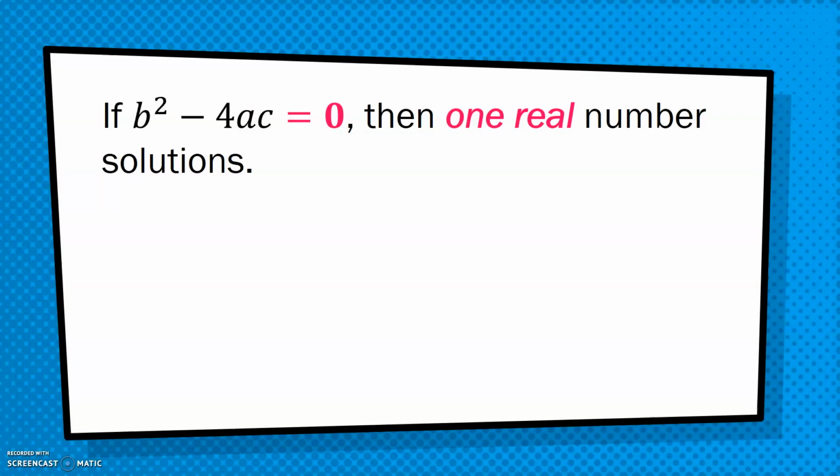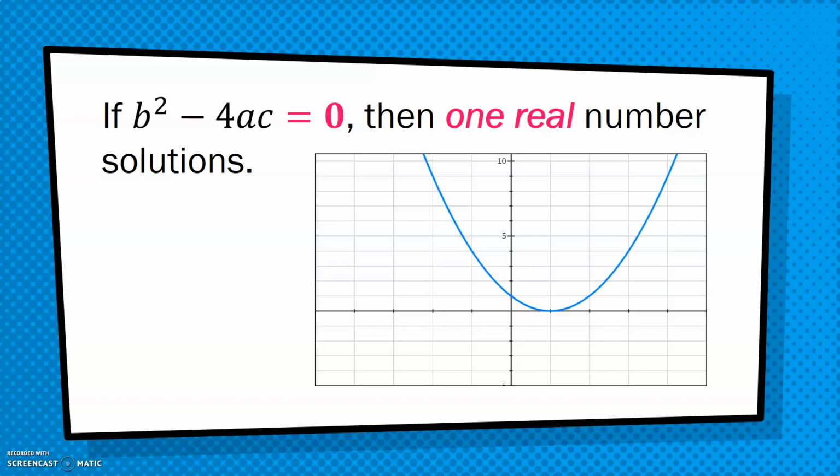Now, what if that is equal to 0? So if b squared minus 4ac equals 0, then I get one real number solution, and the graph would look something like that, where the vertex is sitting right on the x-axis, so it only touches the x-axis in one place. And so now we've looked at when it's greater than 0 and when it equals 0.